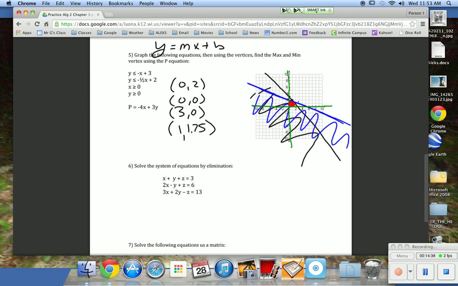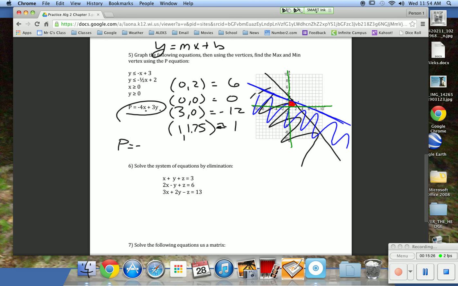All right. Now I'm going to plug these numbers into my P value. So I'm going to take a look at the first one. If I plug these numbers in, 0 and 2, this would equal 6. All right? 0, 0 would equal 0. 3, 0 would be negative 4 times 3, which is negative 12. And then this one here would be right around 1, I'm going to say approximately 1. All right. It's not the lowest. It's not the highest. So we really don't have to worry about it. It's approximate.